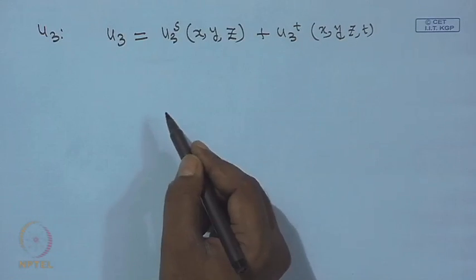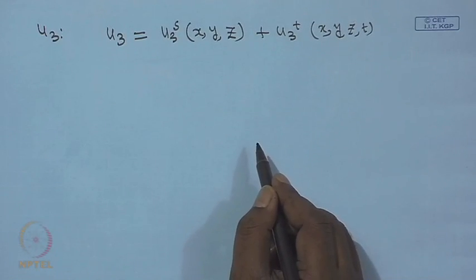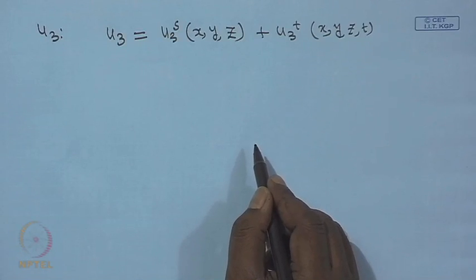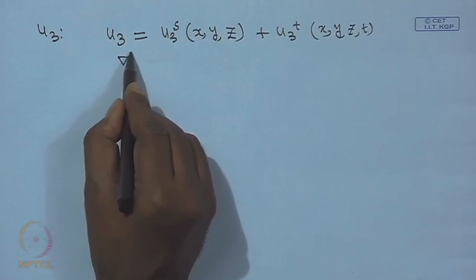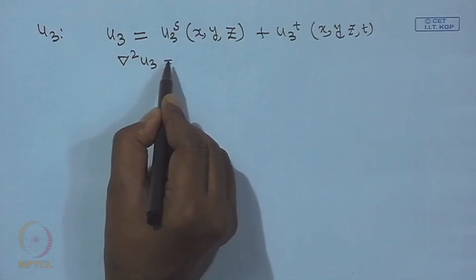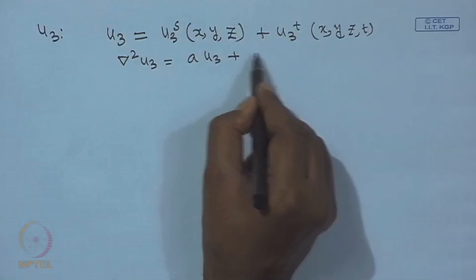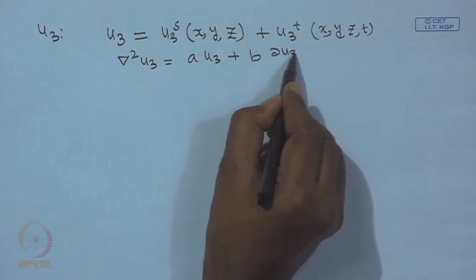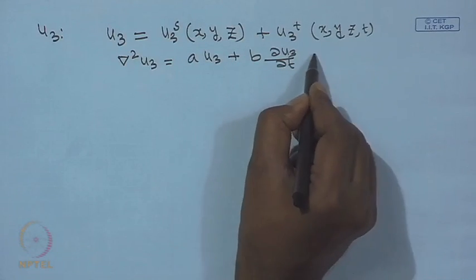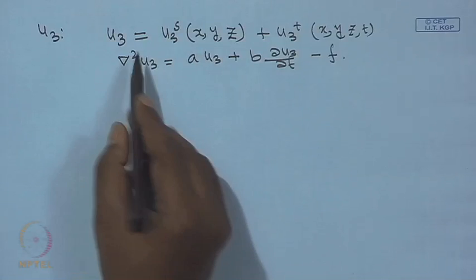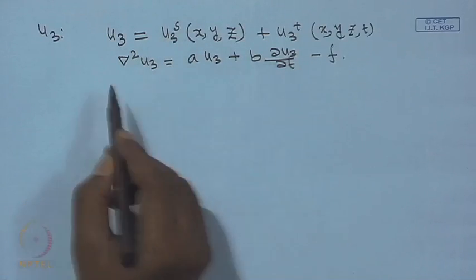Now, we should get the governing equation of u3s and u3t and the relevant boundary conditions and initial condition. So, if you look into the mother problem of u3, grad square u3 is equal to a u3 plus b del u3 del t minus f. So, we just put u3 is equal to u3s plus u3t.